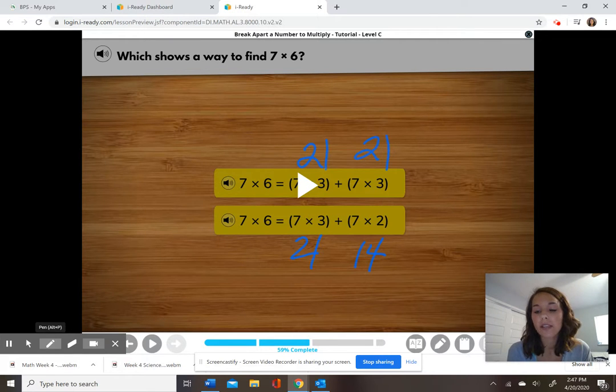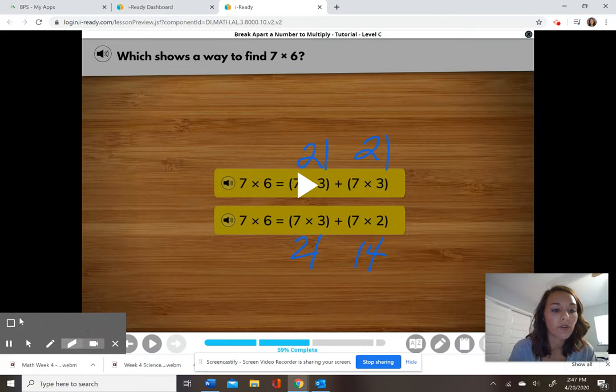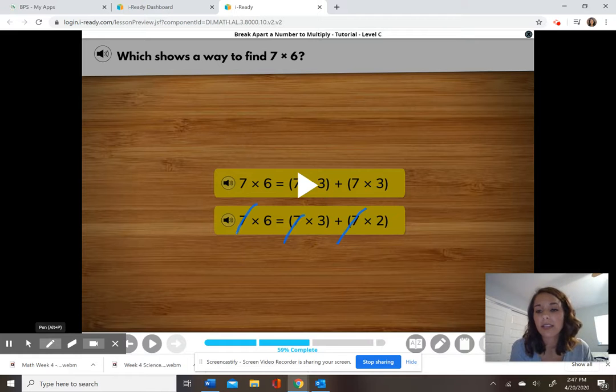There's multiple ways that you can do the break apart strategy, but what I think is easiest, especially for a question like this, is to look at the factors that you have in common. You have the 7s in common. So how do you get to that 6? You need 2 plus 3 or 3 plus 3. And in this case, it'd be this one.